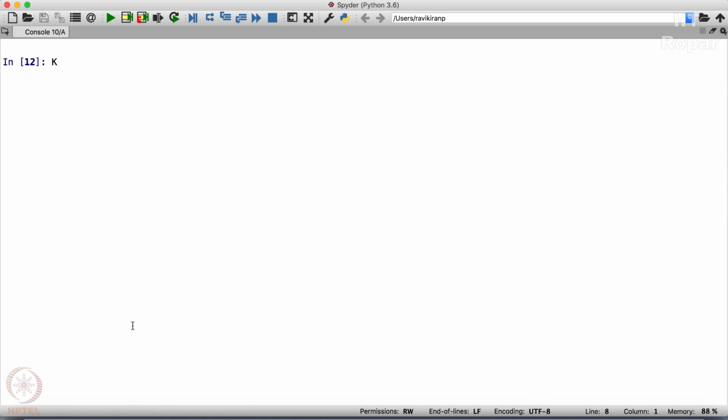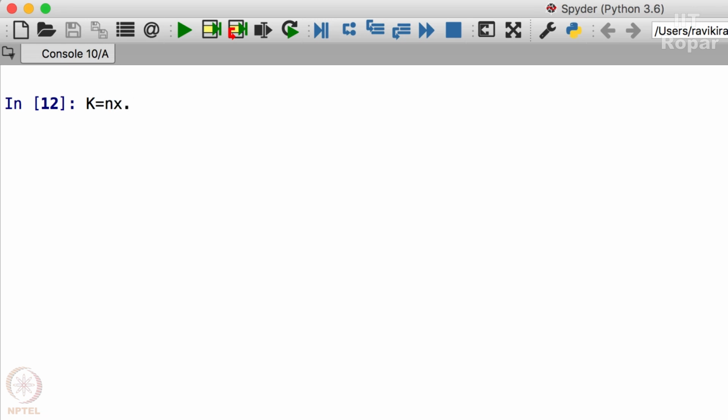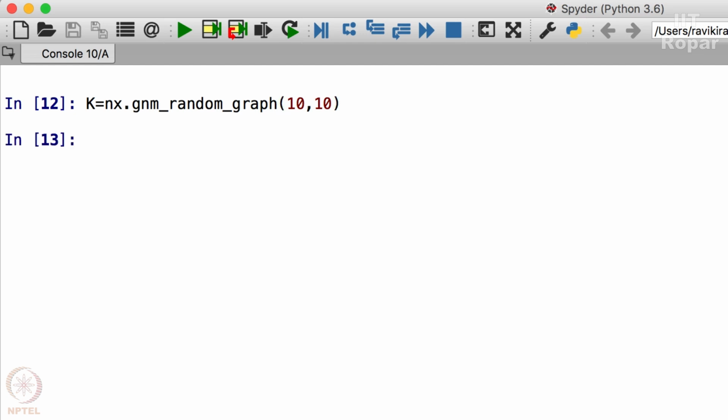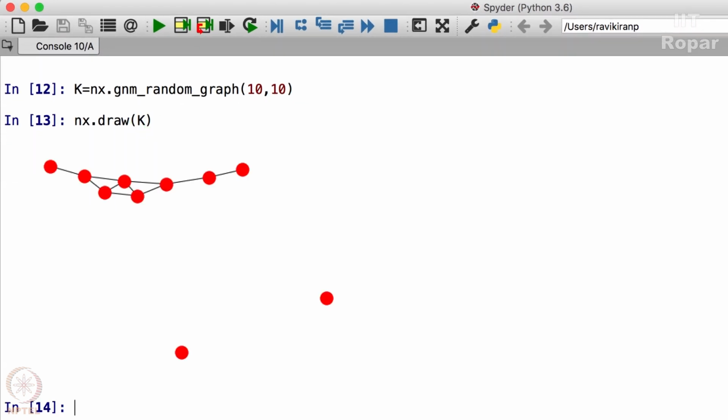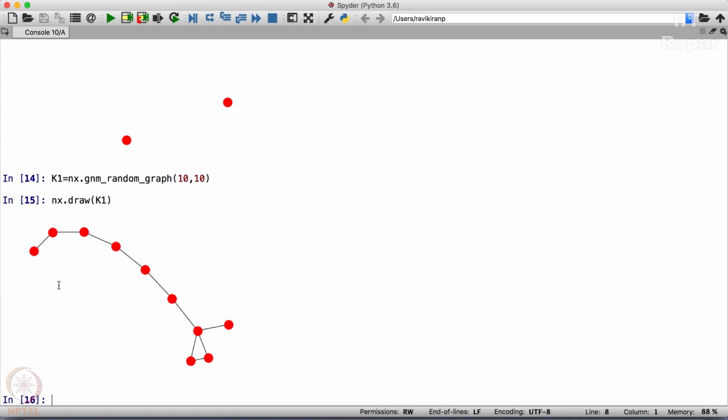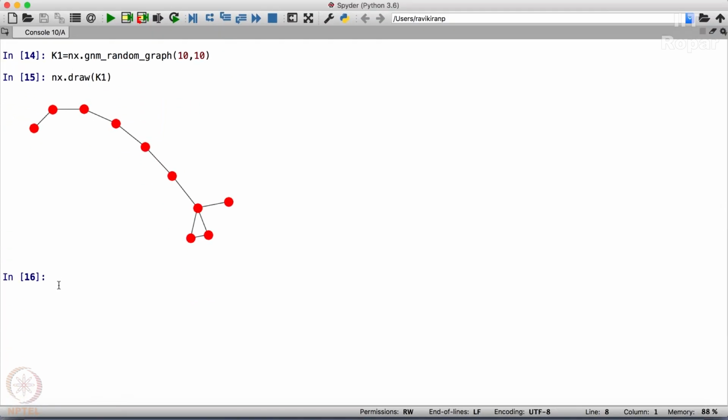Now I'm going to draw a graph K as nx.gnm_random_graph on, let's say, 10 nodes and 10 edges. Now I'm going to draw it, nx.draw(K). Right? It is disconnected. Let us try it again. Let me say K1 here. Let us draw K1, nx.draw(K1). You see, K1 happens to be a connected graph.